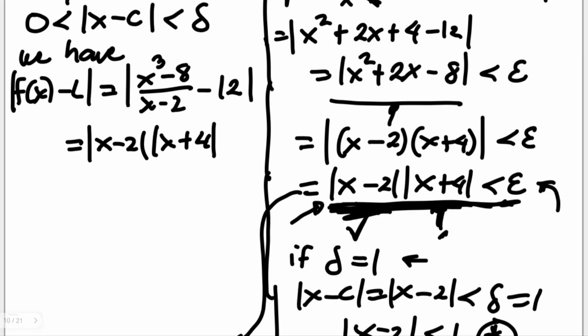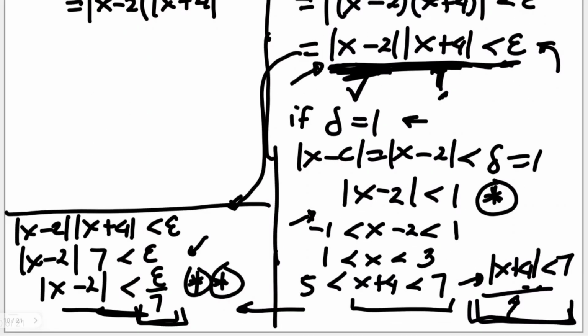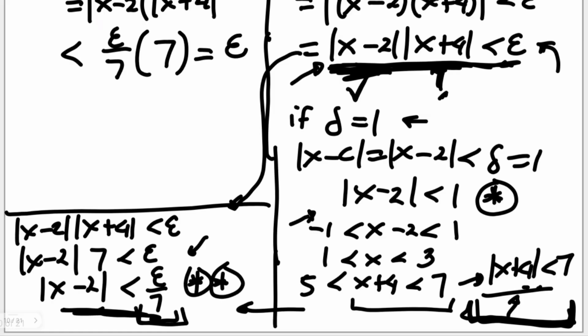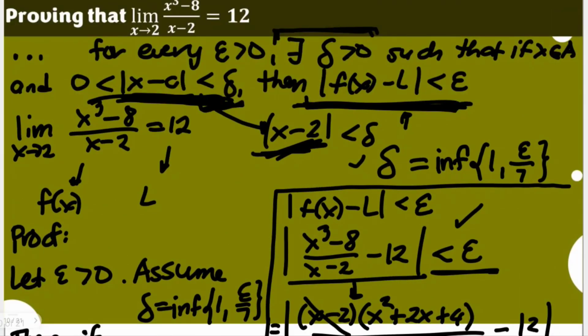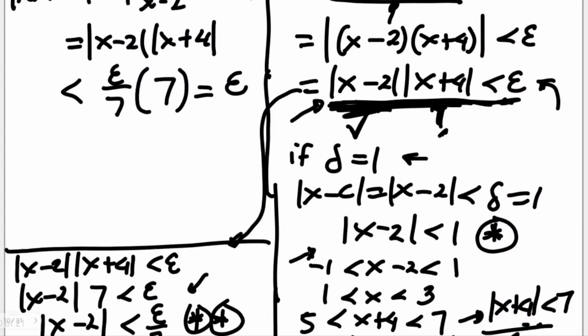So we need to come up with the representation for x minus 2 and x plus 4. Now x plus 4 here is already less than 7, as identified earlier. How about x minus 2? X minus 2, okay, is also represented here, epsilon over 7. So you have epsilon over 7 times 7, which gives us epsilon. And with this, less than epsilon, we were able to structure the item we're trying to show to complete the proof. Okay, so this is it.